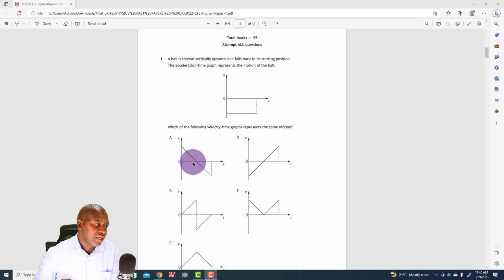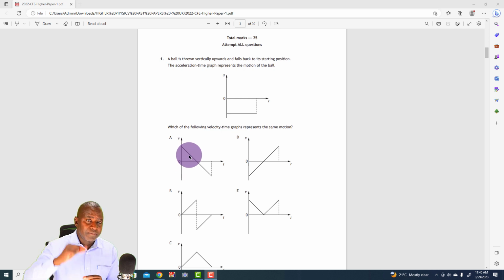Over here, we are taking motion upwards to be positive. That is why this part of the graph is in the positive quadrant. So when the object is moving downwards, of course, the velocity is going to be negative. At this point, it is at its maximum height. This area here represents the height covered, while the other area represents the height that the ball falls.